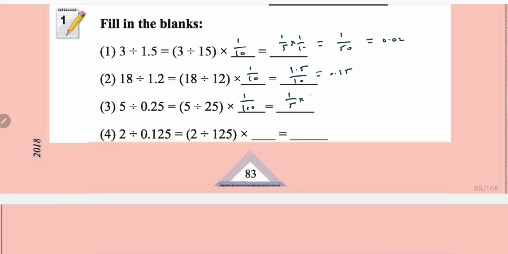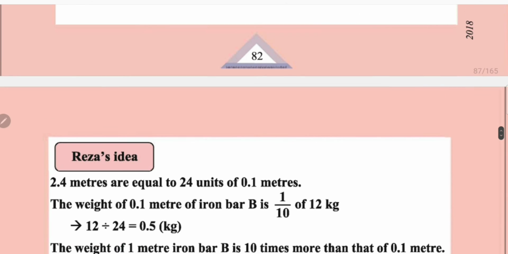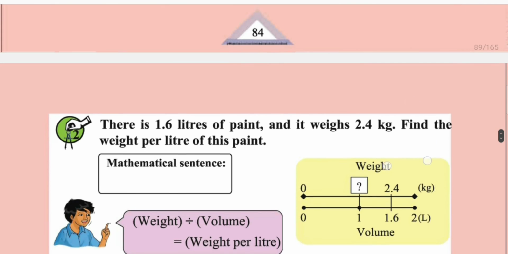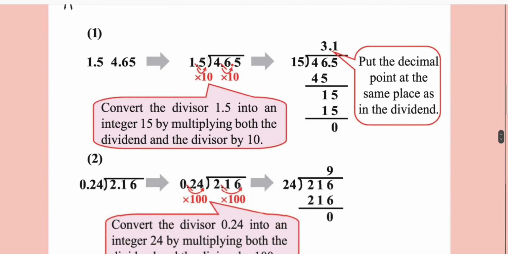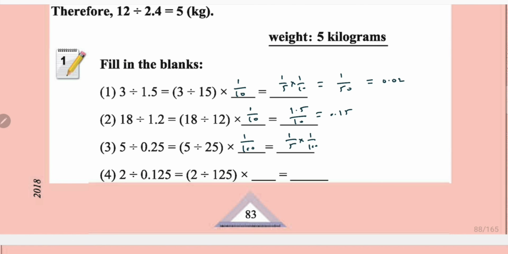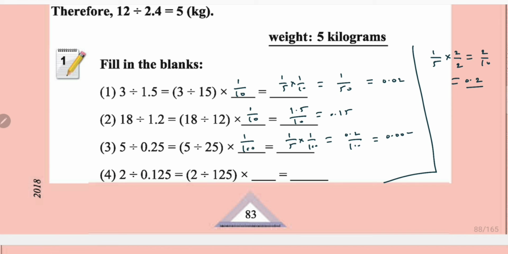So 1 by 5 into 1 by 100. Here 1 by 5 is 0.2, so 0.2 by 100, 0.002. How did we get 1 by 5 as 0.2? 1 by 5 multiplied with 2 gives 2 by 10. What is 2 by 10? 0.2.